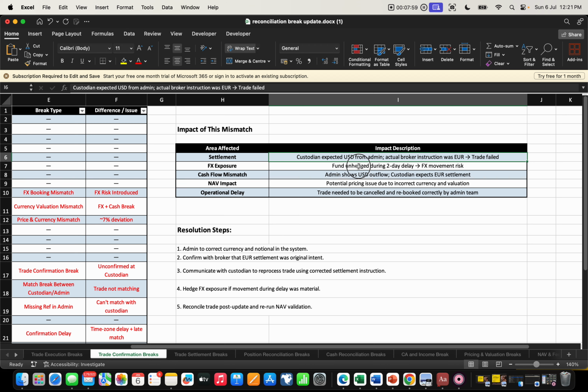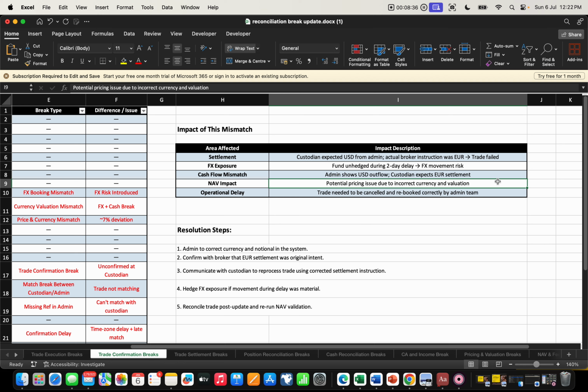FX exposure means the fund is unhedged during the 2 days delay. The FX movement risk means, for example, if you book in the wrong currency, it will get a settlement delay, and the fund has an exposure anyhow. If you book in euro or USD, they cannot invest in some particular part, because they have a certain limit or exposure to invest into that part, so their exposure will be delayed as well. Cash flow mismatch means the admin shows a USD outflow while the custodian shows a euro settlement, so there might be a cash outflow as well.